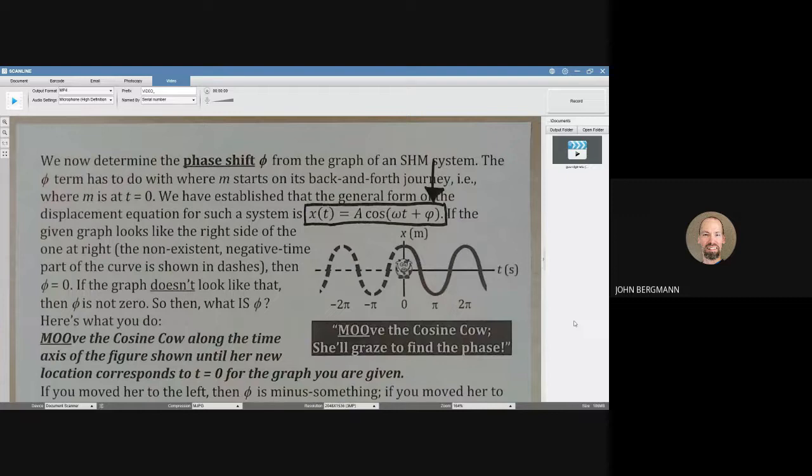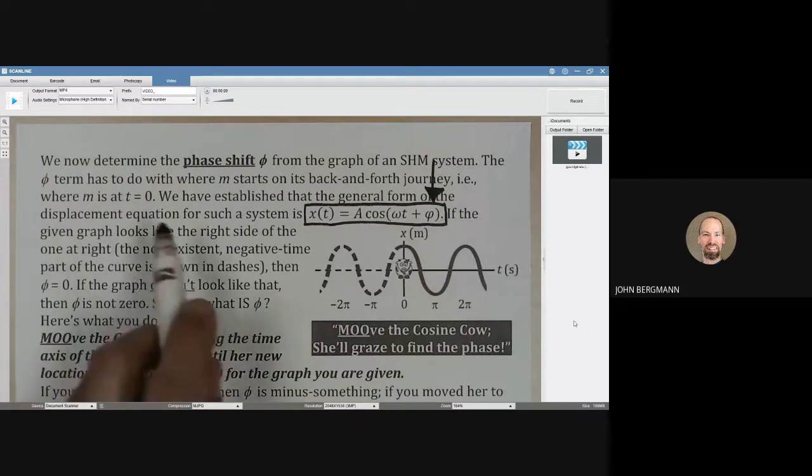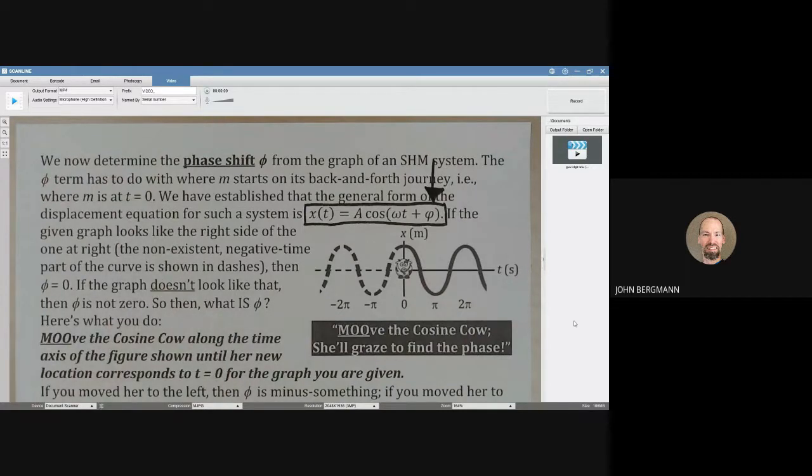What is that? That term has to do with where does the mass start on its back and forth path? Does it start at the equilibrium position? Does it start at the maximum x displacement, the minimum x displacement, somewhere in between? Where? And depending on where it starts, that's going to tell us what phi is. And what we're going to do in this video is figure out what phi is based on a graph.